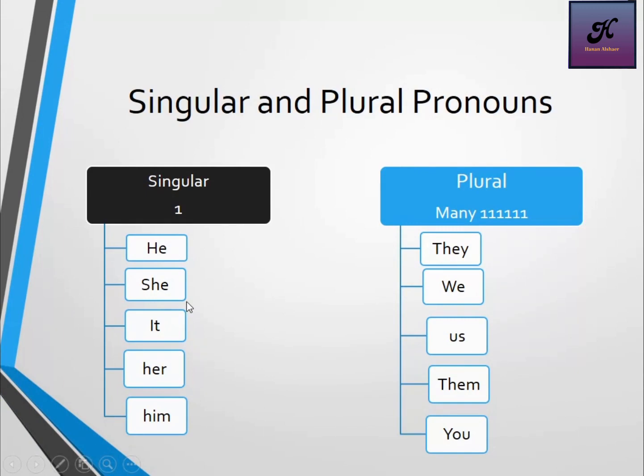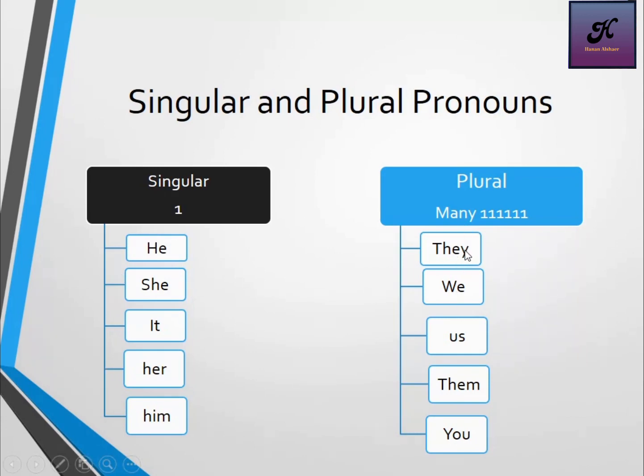Before we dive in deep, let's learn first about the singular and plural pronouns. We have two kinds of pronouns, singular and plural, which come with singular names and plural names. Singular means to have only one person. Plural means to have many, or more than one. Now we have pronouns that come only with the singular, like he, she, it, her, him. They all represent one person.